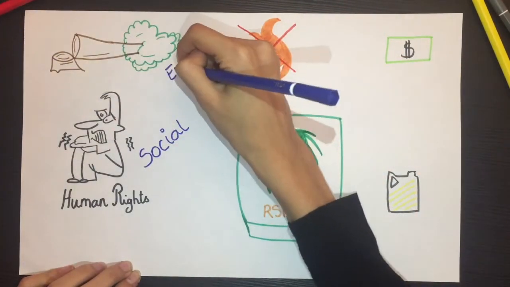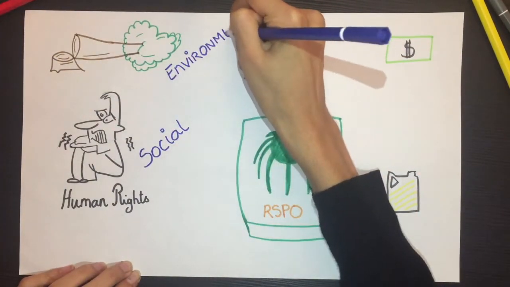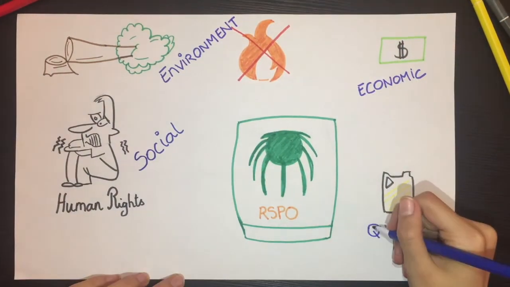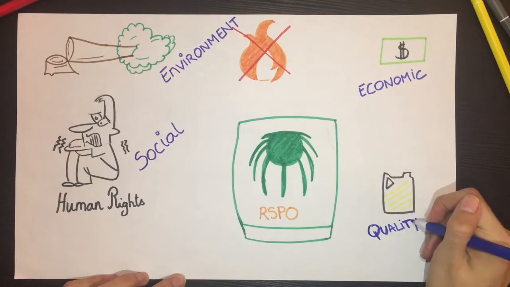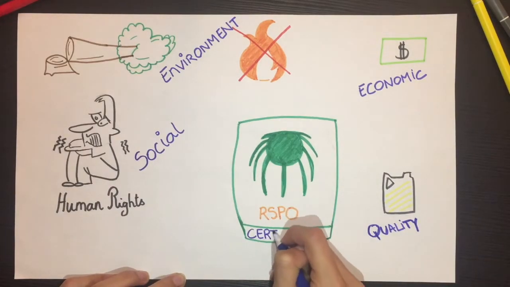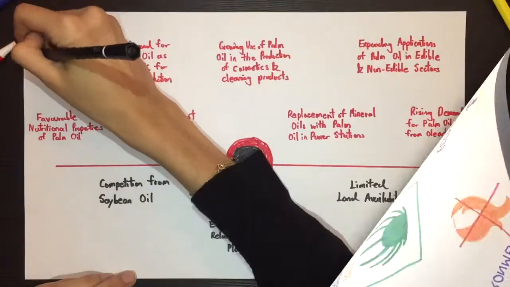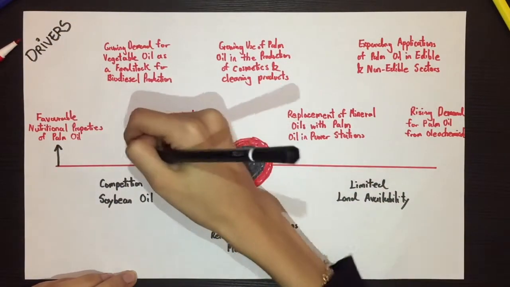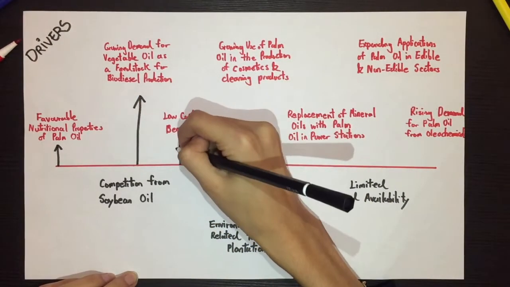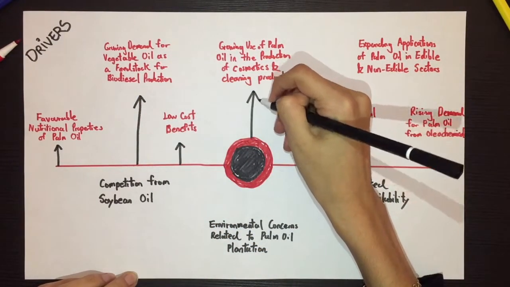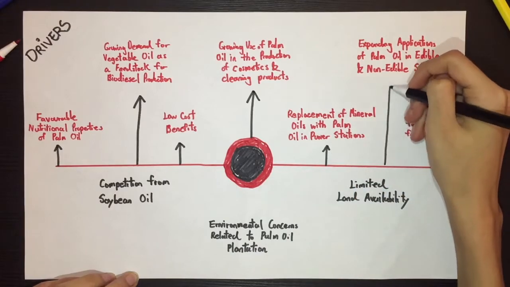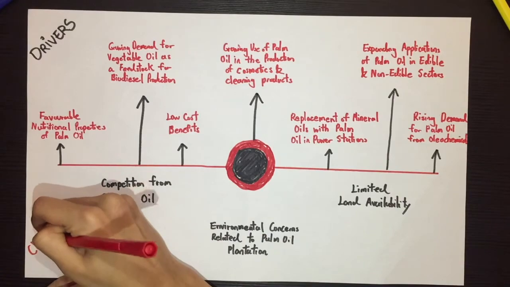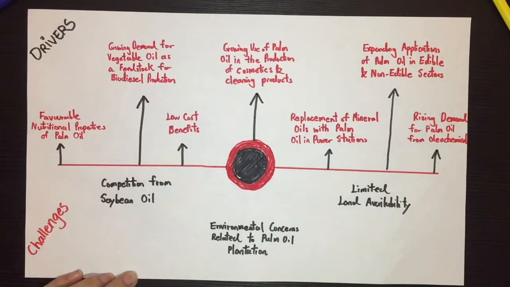We do care of different aspects, which are social, environment, economy, and quality. That's why we choose to import sustainable crude palm oil. As we can see, there are many drivers on the palm oil market. But as we can see, there are also many challenges.